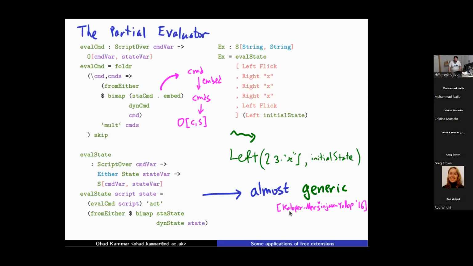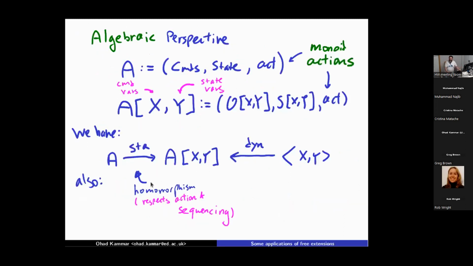So David Kalopemeshingiak and Jeremy Yallop said this should be done generically. And when I saw the talk, I said, oh, there should be a universal property here. And in that sense, this is what this is about. This is a rational deconstruction of what they have done, following others. Okay, so let's try to move to that perspective.